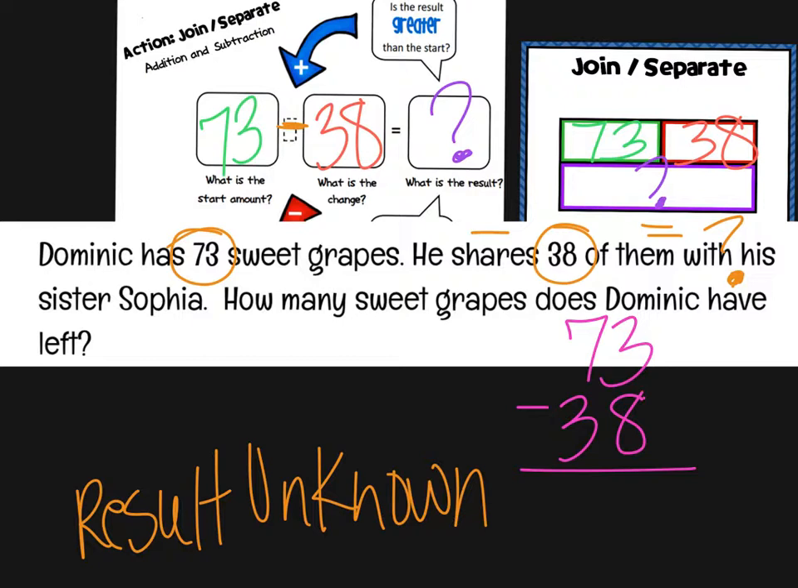I have 3 minus 8. Can I do 3 minus 8? Nope, I sure can't. Good job, class. So what do I do? Good, regroup. So 7 turns to 6. 3 is now? Good, 13. What is 13 minus 8? That's right, 5. Now, 10's place. 6 minus 3? 3. Perfect.